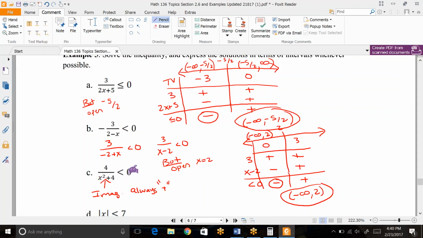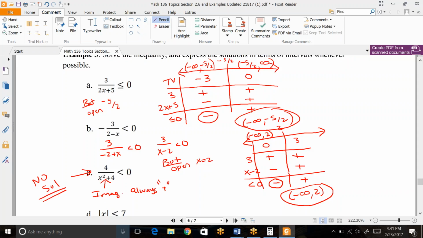So this is never going to be true, because if this is always positive and this is always positive, a positive over a positive is never less than 0. So this guy right here is just a special case. There is no solution. So that could happen either way. It could be no solution or it could be all real numbers. What you have to ask yourself is, does that fraction make sense? So if you have all positives less than 0, that doesn't make sense.